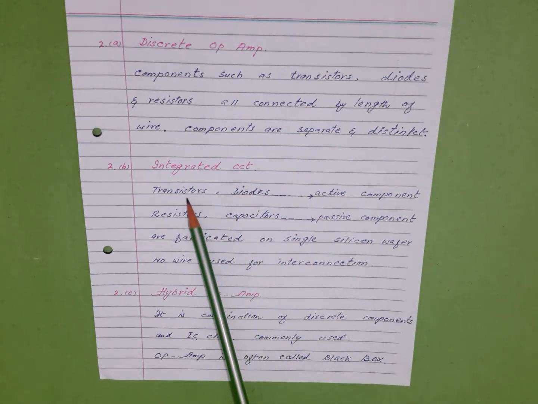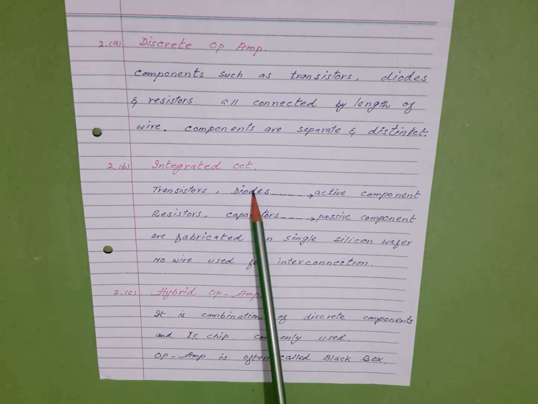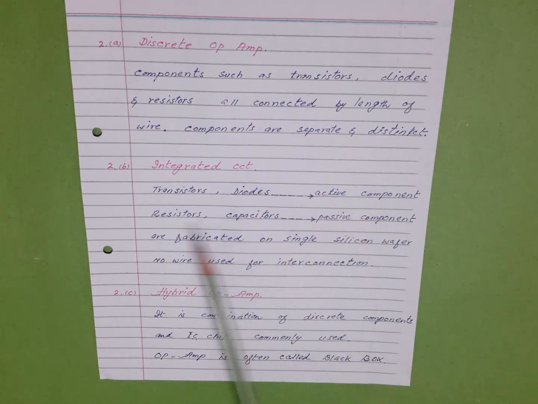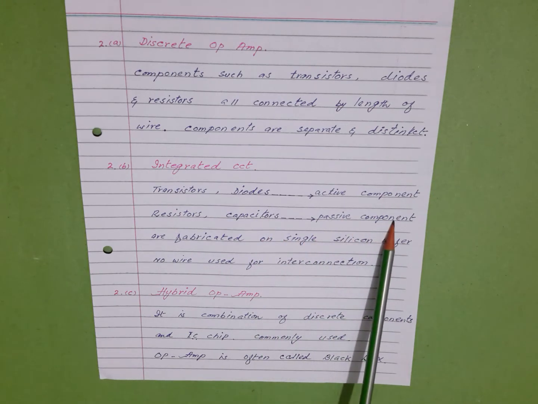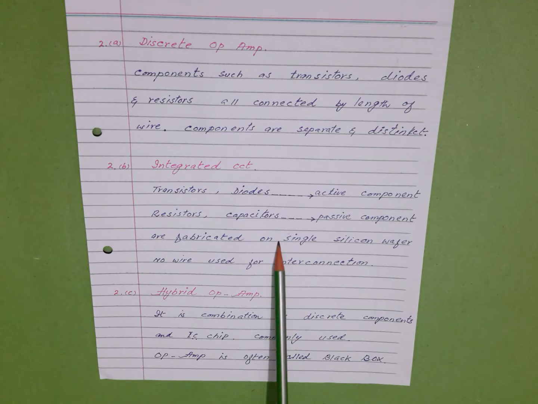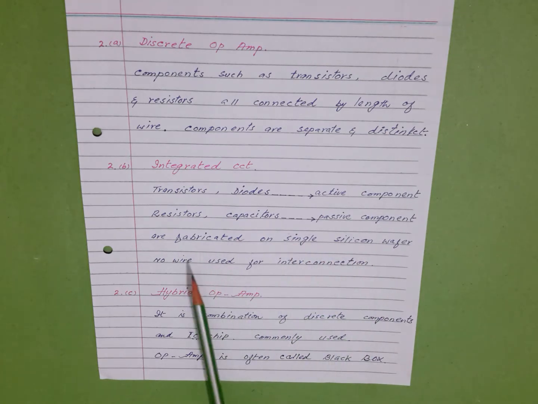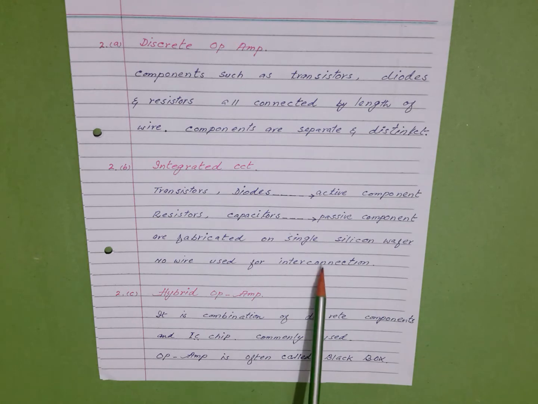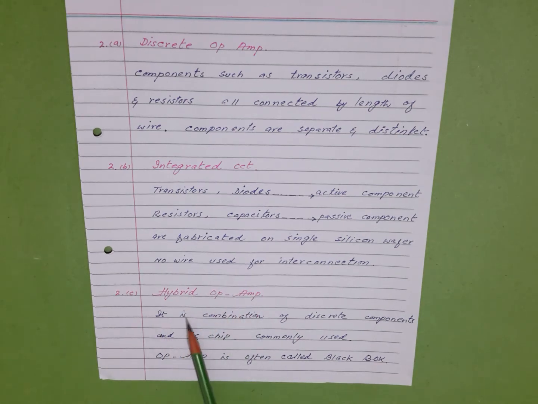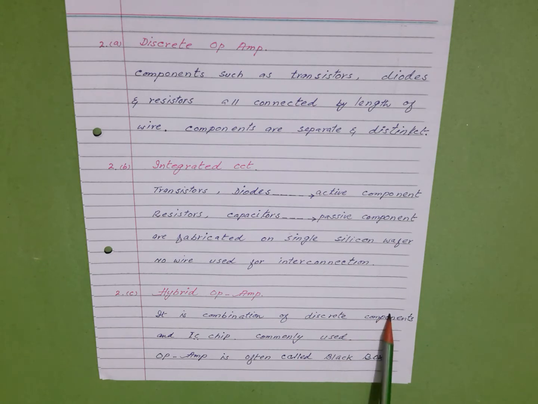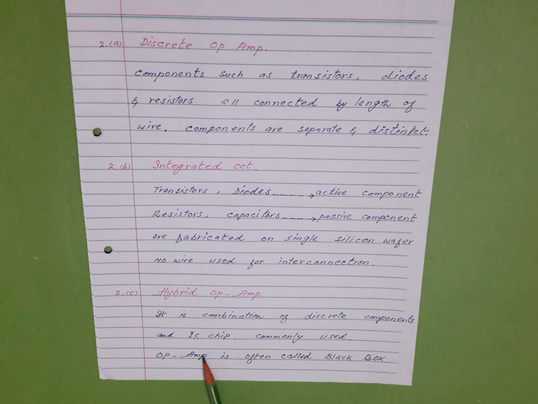Integrated circuits. Transistors and diodes are called active components. Resistors and capacitors are the passive components. They are all fabricated on a single silicon wafer. No wire is used for interconnection. The third is the hybrid operational amplifier, the hybrid op-amp. It is a combination of discrete components and an IC chip. It is commonly used. Op-amp is often called a black box.